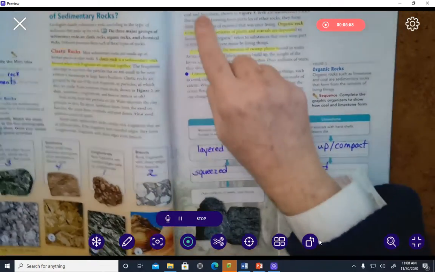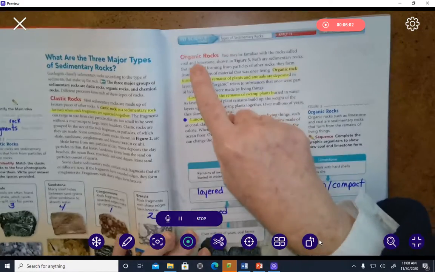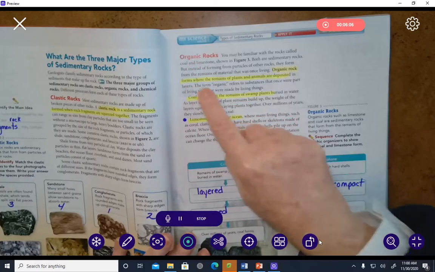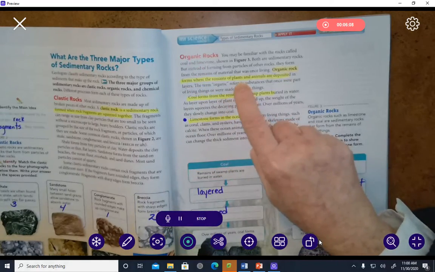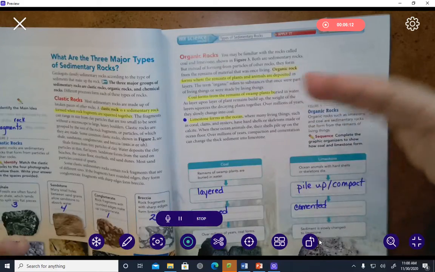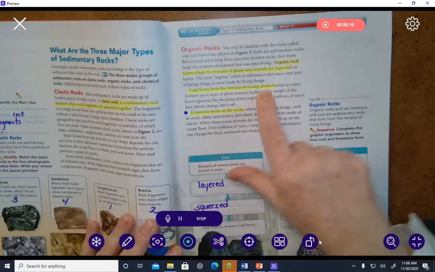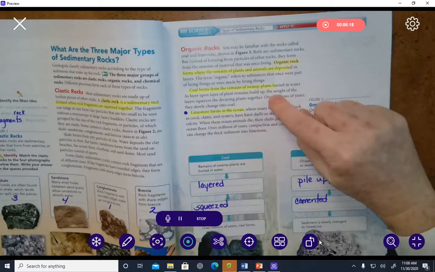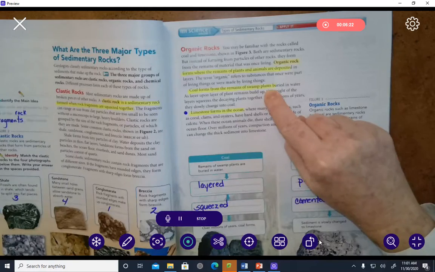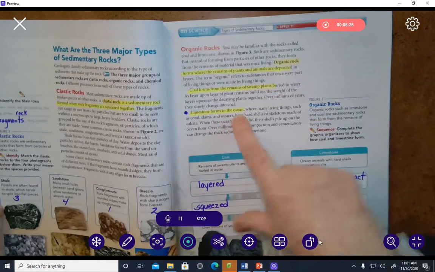Okay, then the second major type of sedimentary rock is organic. I'd love for you to learn what that means. It just means that it comes from things that were alive, plants and animals. Organic means alive. So coal forms from the remains of swamp plants. We talked about Ohio having lots of coal. Hubbard, in fact, Hubbard Estates, those were coal mines under some of those houses. And then limestone forms in the ocean.